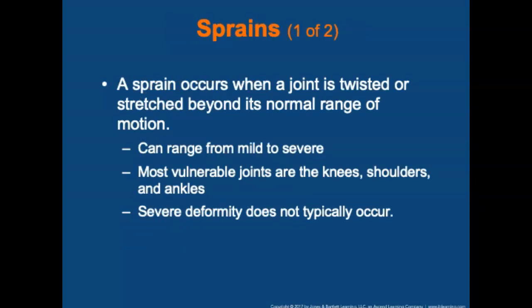After dislocations, the next orthopedic injury we're going to talk about is sprains. Sprains occur when a joint is twisted or stretched beyond its normal range of motion. As a result, the supporting capsule and ligaments are stretched or torn. A sprain should be considered a partial dislocation. Sprains can range from mild to severe. The most vulnerable joints are the knees, shoulders, and ankles. After the injury, the alignment generally returns to a fairly normal position. Sprains do not usually involve deformity, and joint mobility is limited by pain, not joint integrity.